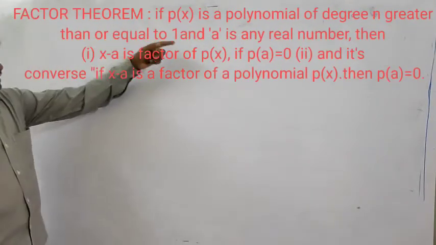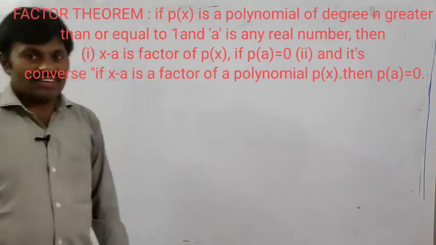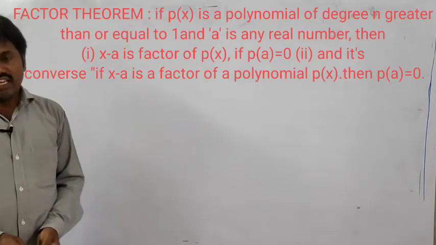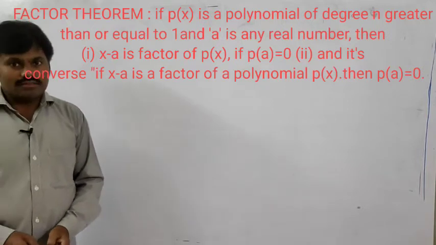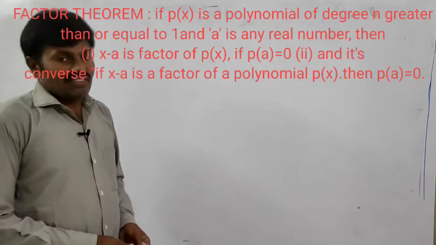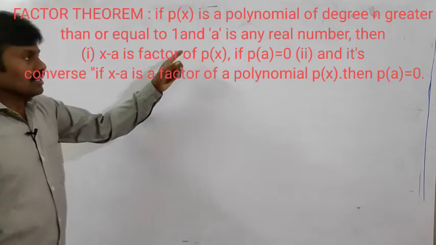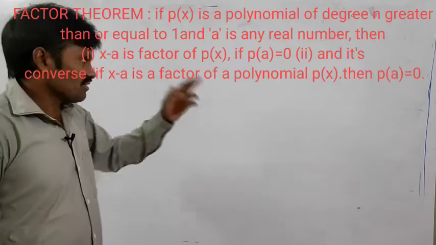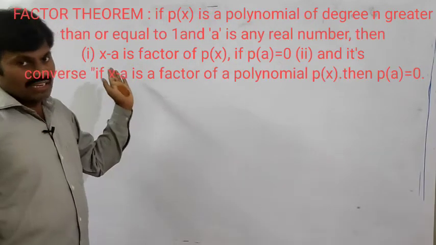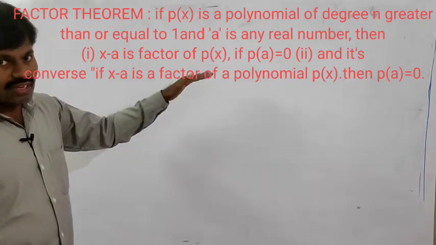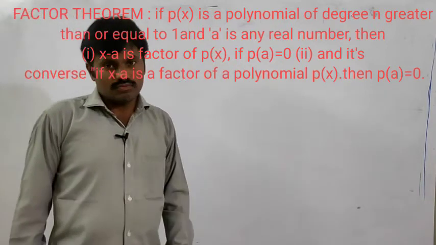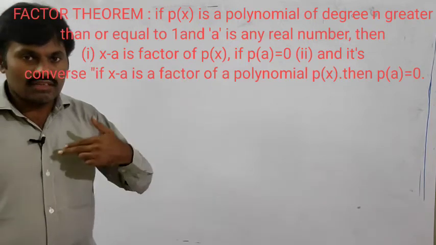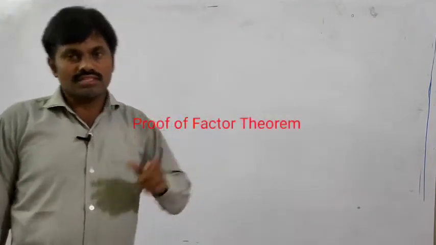Now see the statement of factor theorem. If p of x is a polynomial of degree n greater than or equal to 1, and if a is any real number, then if p of a is equal to 0, then x minus a is a factor of p of x. Converse of it is, if x minus a is a factor, then we can say that p of a is equal to 0. So this is the statement of the factor theorem.